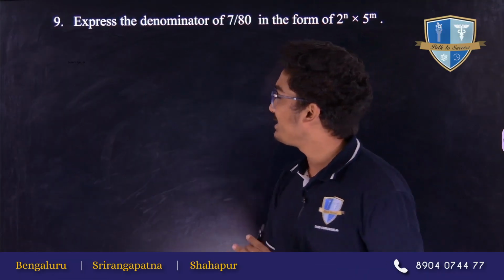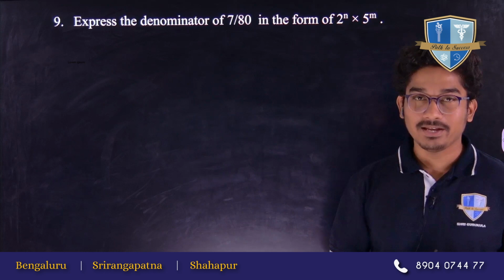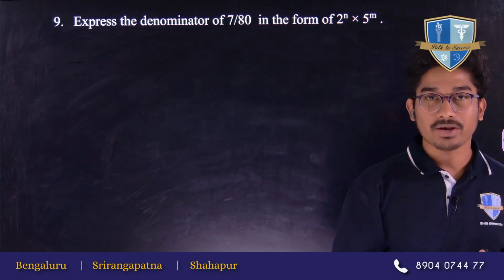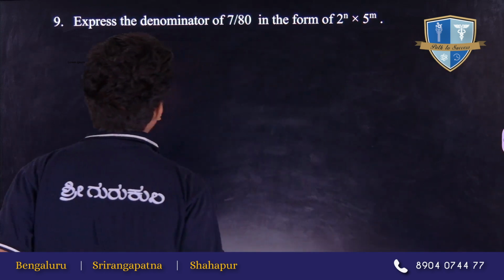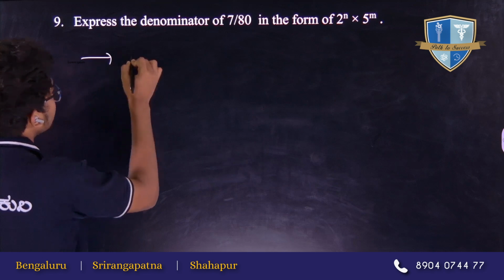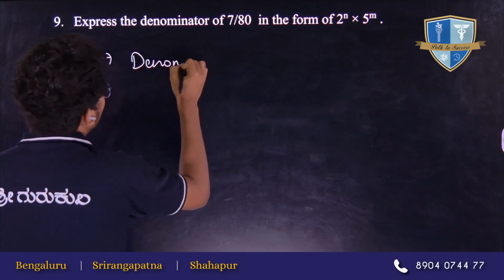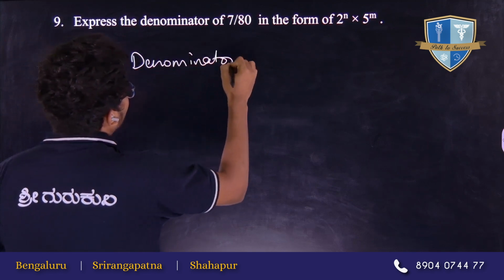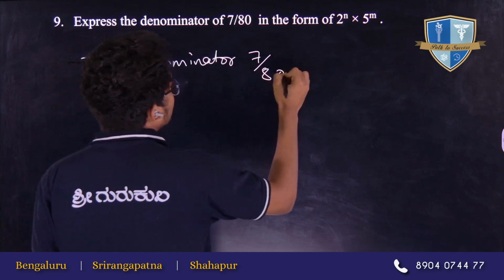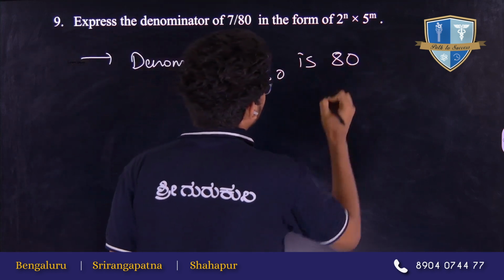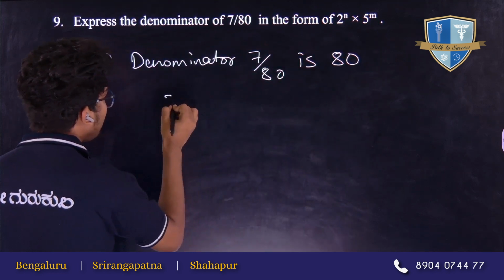So our next question is, express the denominator of 7 by 80 in the form of 2 to the power n and 5 to the power m. So the denominator of 7 by 80 is 80, and what we'll do is prime factorization of 80.